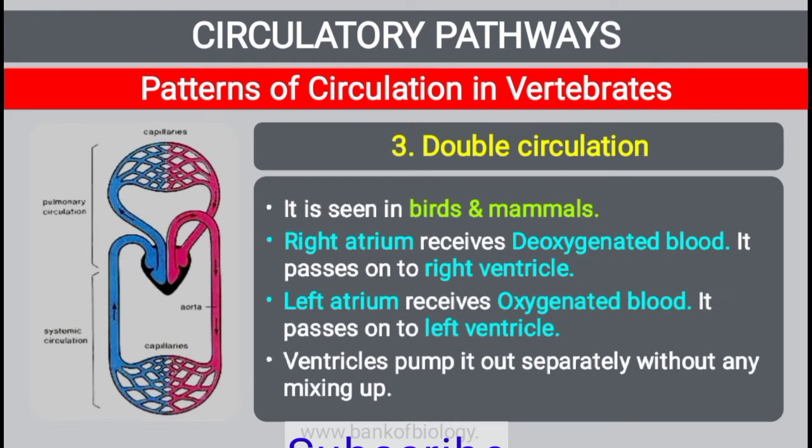Double circulation is seen in birds and mammals. The right atrium receives deoxygenated blood and passes it on to the right ventricle. The left atrium receives oxygenated blood and passes it on to the left ventricle. Ventricles pump it out separately without any mixing up. There the blood does not get mixed. There are valves which separate the oxygenated blood from the deoxygenated blood.